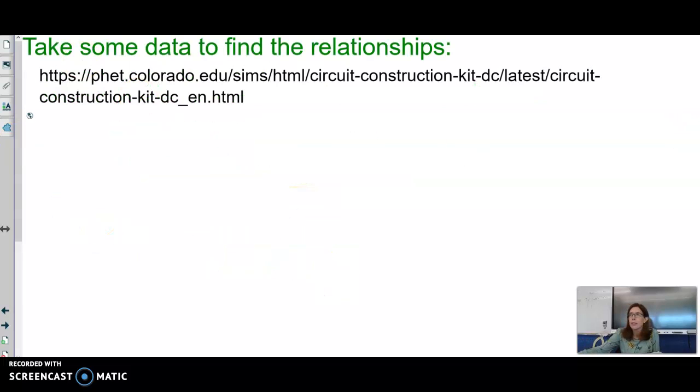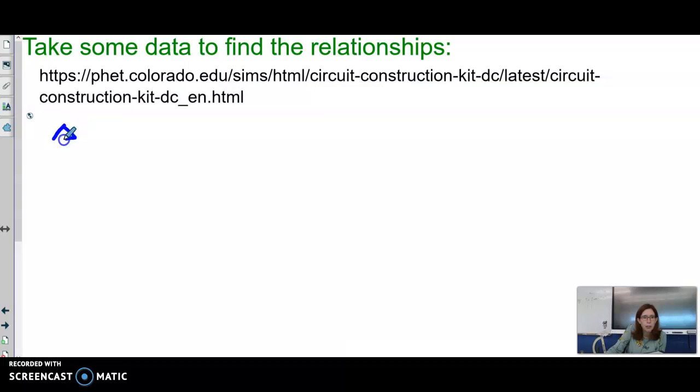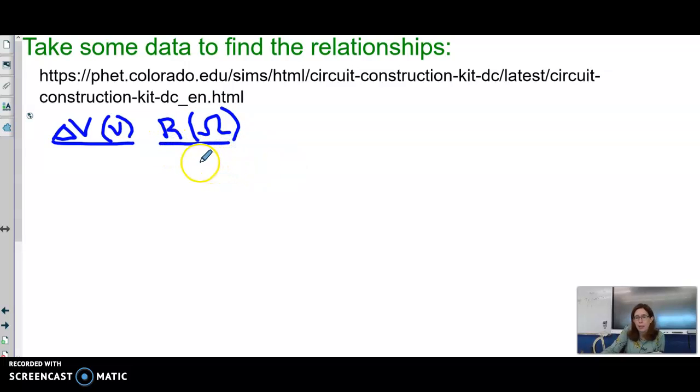So if we take a look at this simulation and gather some data quickly, you can see this is my battery, this is my resistor, and this is showing me how much current is in the circuit. I'm going to make a quick chart here. I'm going to put my potential difference here. The unit for potential difference is volt. Then I'm going to put my resistance. The unit for resistance is ohm. It's a Greek letter that looks like that, and the word that you say is ohm. And then current is measured in amps.